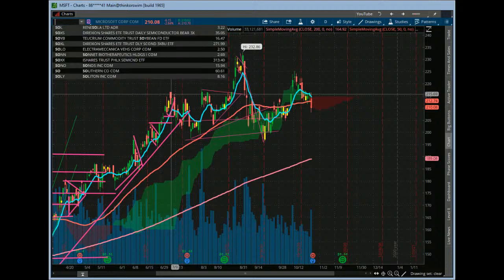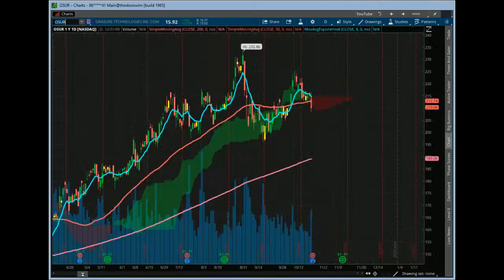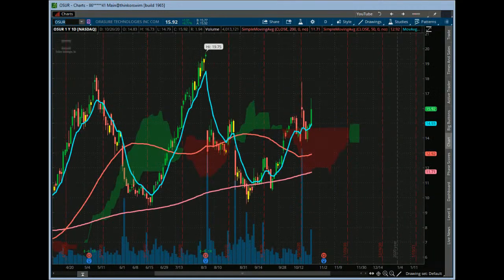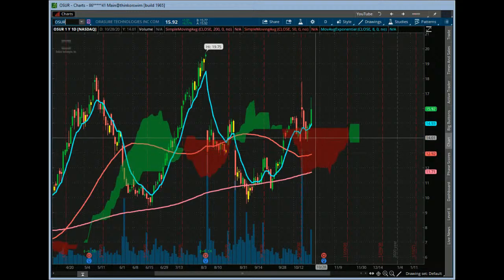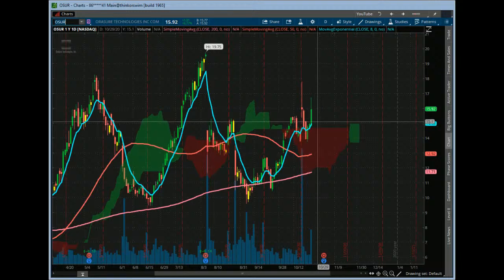Yeah, OSUR. Let's take a look. So OSUR, again, nice push on that one there. Upper shadow on this one. So, kind of keep an eye right here. Maybe he's trying to make a little bit of an earnings move on this one. But very, very interesting there. So let's see how it handles that upper shadow on that one. So good stuff, guys.